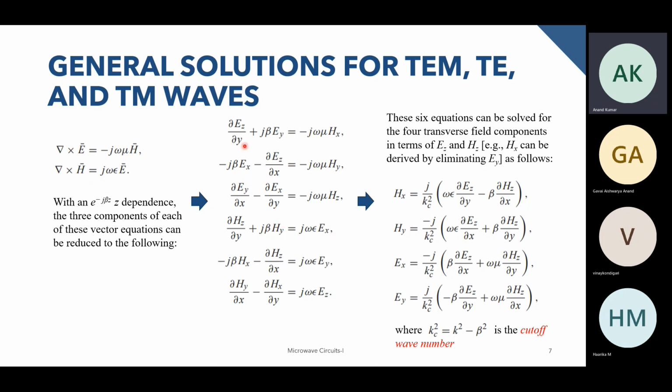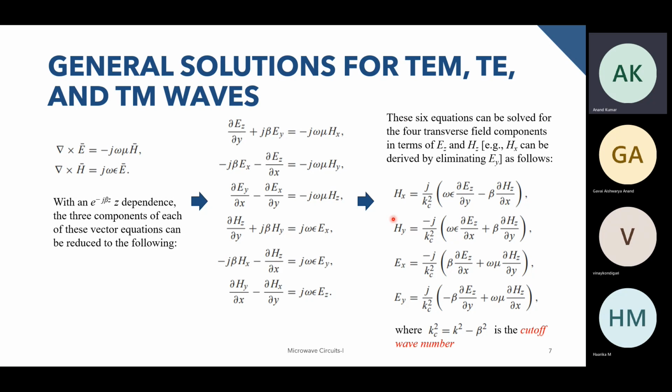And what we can do is reduce the six equations into four. Since there are six unknowns, we can express four unknowns in terms of the other two. Ez and Hz are on the right-hand side, and we are expressing Hx, Hy, Ex, Ey in terms of Ez and Hz. This is one simplification that we'll use for TE and TM formulation.